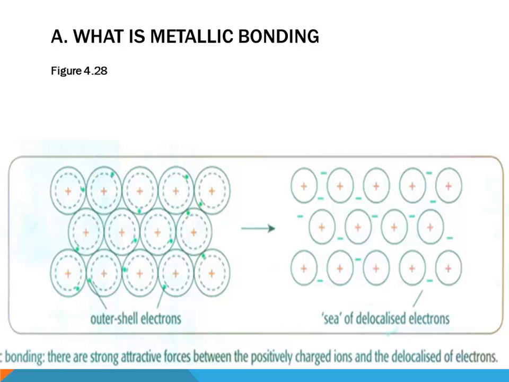So 4.5, metallic bonding. You can see here that there are electrons flowing around with protons being positive, causing a "sea" of delocalized electrons. These are strong forces between positive charged ions and these delocalized electrons, causing a strong attraction between the atoms.